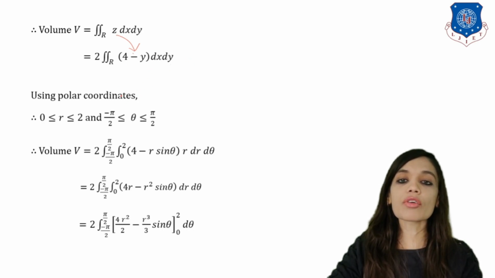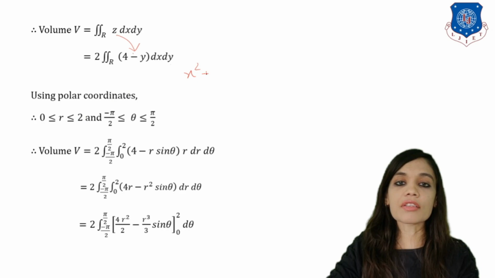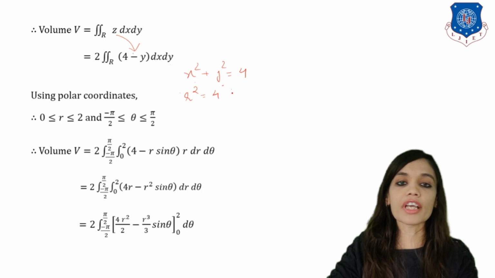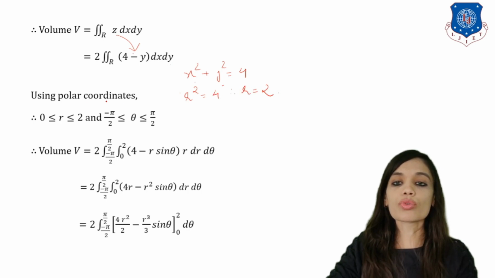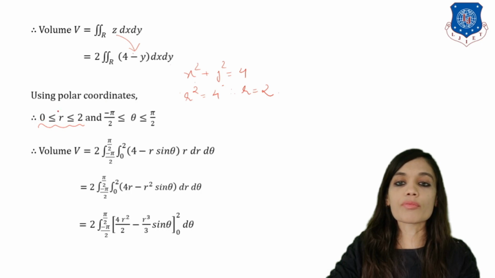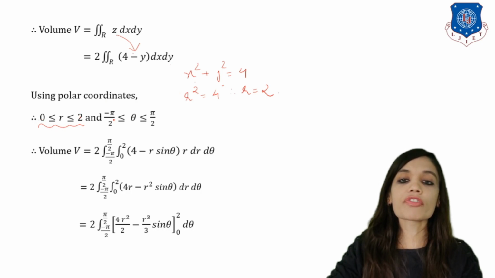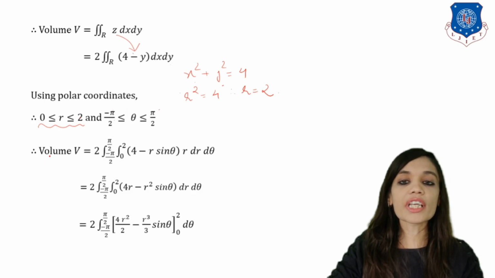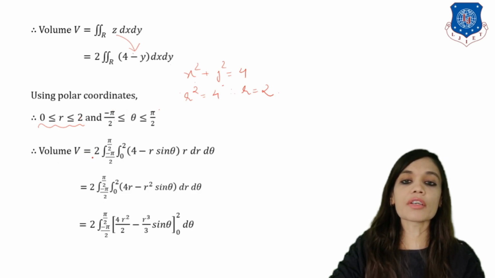Now, using polar coordinates, right? Our limits of r will be what? 0 to 2 because x square plus y square equals 4, right? So, keeping x as r cos theta and y as r sin theta, from this we can derive that r square equals 4, therefore r is equal to what? 2. So limits of r are from 0 to 2 and limits of theta are what? Minus pi by 2 to pi by 2.